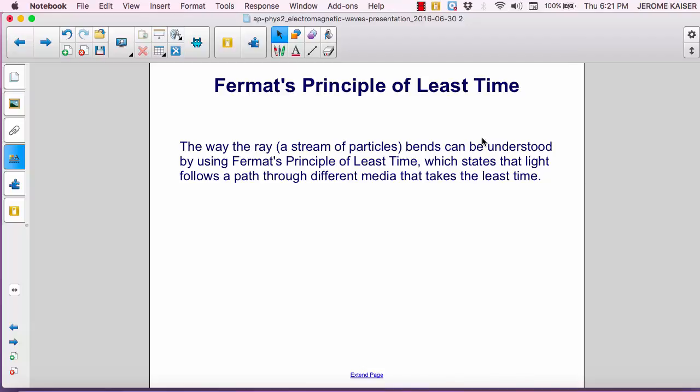Newton's theory of light relied on thinking about light as a stream of particles. In order to explain how particles will change direction or bend as they go from one medium to another, we can use Fermat's principle of least time, which simply states that the path of a particle as it goes from one medium to another will follow the path that takes the least amount of time.